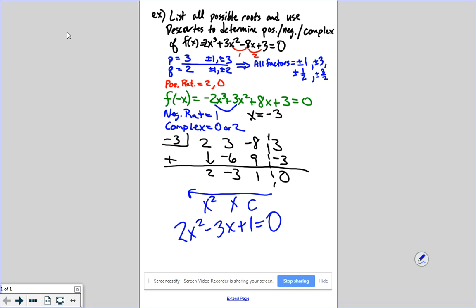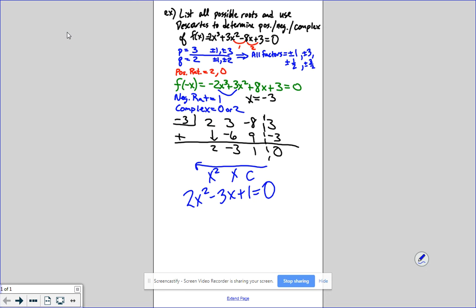So now that I have that, I can either do quadratic or I can factor using the AC method. We haven't done AC in a while, so why don't we try that, see if that works. 2 times 1 is 2. I need two numbers that multiply to 2 and add to -3. Is that possible? -1 and -2. Very good.